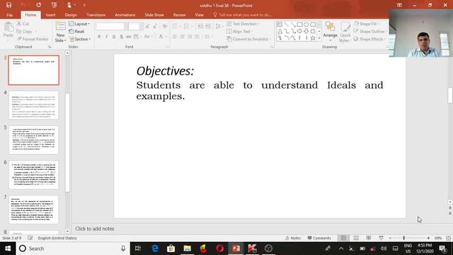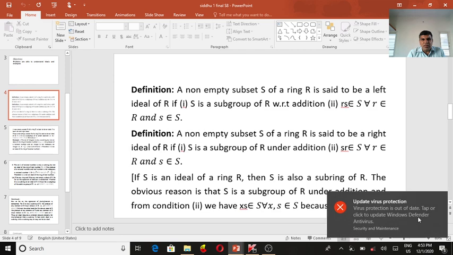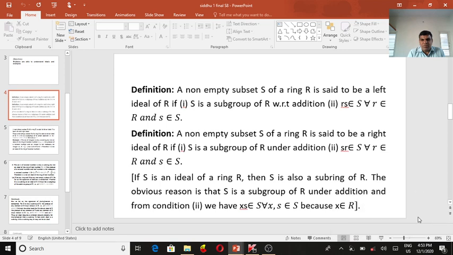So we come to session 8. We have recalled all the definitions of ideals, subring, subgroup, subfield, and suitable examples. Now come to the ideals, left ideals. We already explained the left and right ideals.